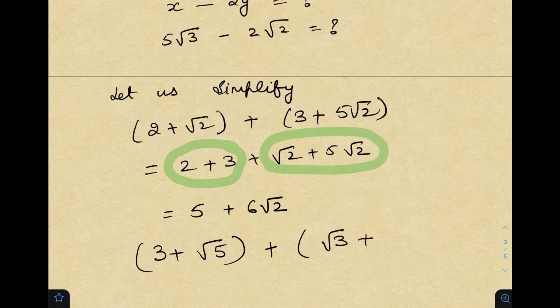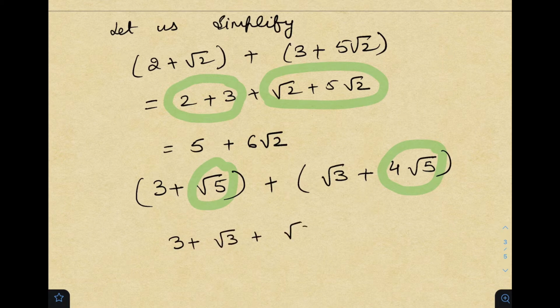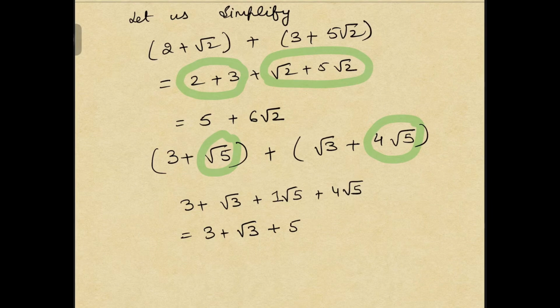Let us take another example. 3 plus root 5 plus root 3 plus 4 root 5. If you look here, we have only two like terms, root 5 and 4 root 5. So we will combine them together. 3 plus root 3 will remain as it is because they are not like terms. When we add the coefficients of both the like terms, we get 3 plus root 3 plus 5 root 5 because the coefficients are 1 and 4. So together they give us the sum as 1 plus 4, that is 5, and the irrational number is root 5. So the answer is 5 root 5.